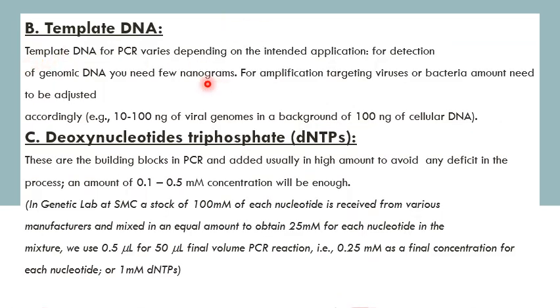The DNA template, as we said, should be adjusted according to the concentration that you will add to the amplification. It should be about 100 nanogram for cellular DNA. For example, if you are just amplifying viral DNA, you will need 10 to 100 nanogram. So the maximum is 100 nanogram. What will happen if you add more?